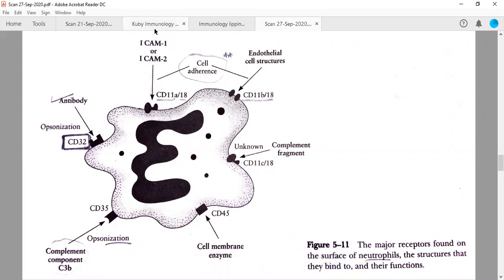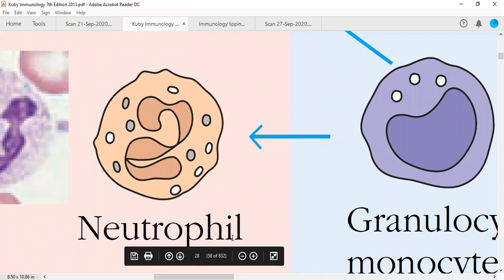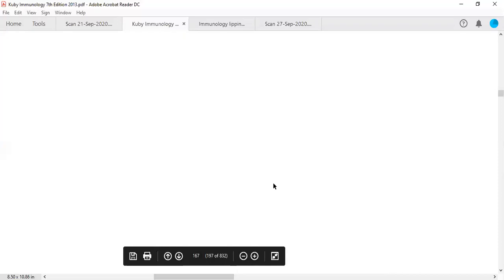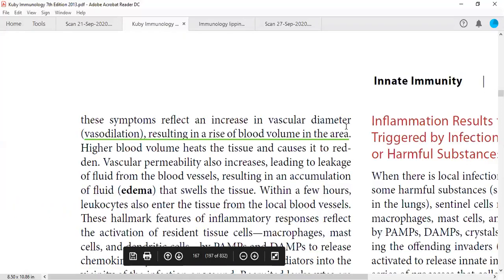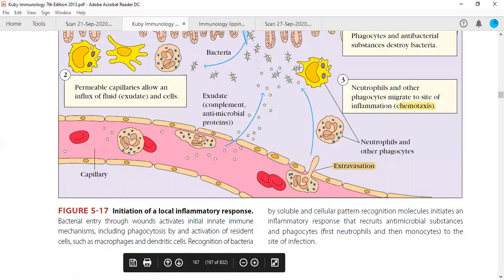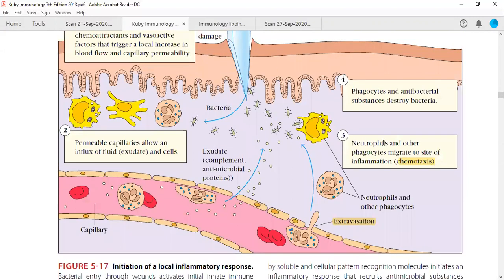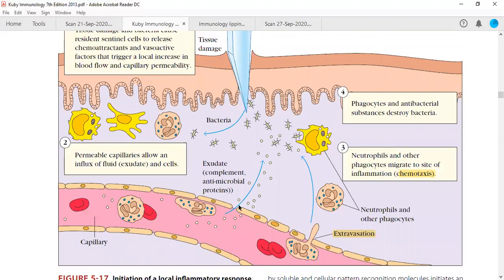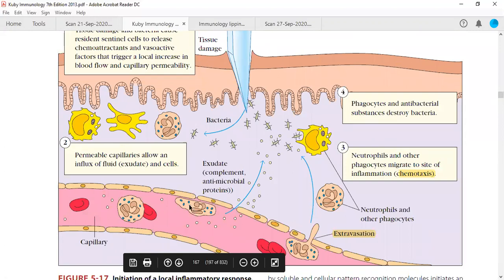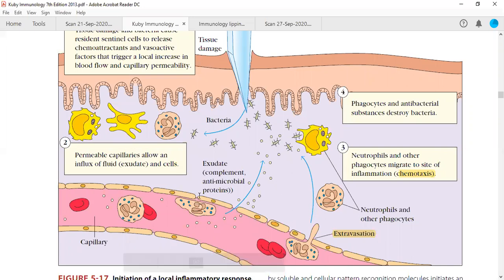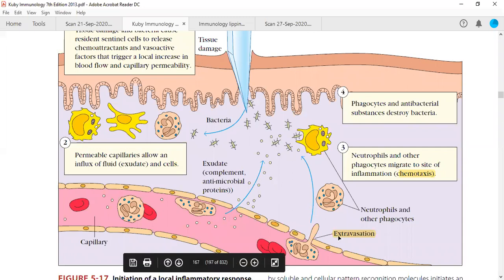If you remember the last diagram over page number 167, this one. If you remember this particular diagram, I told you that these neutrophils will first bind with these endothelial cells. Then they will come out of blood circulation by a process called extravasation, and then they will move towards the site of infection or injury.